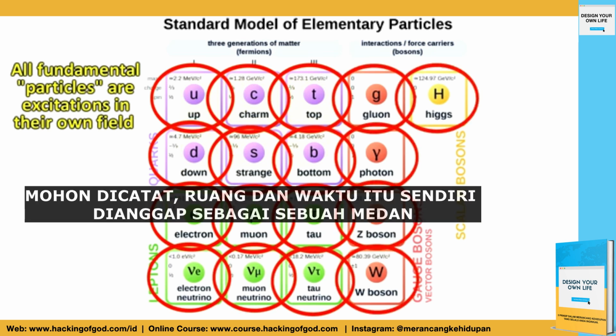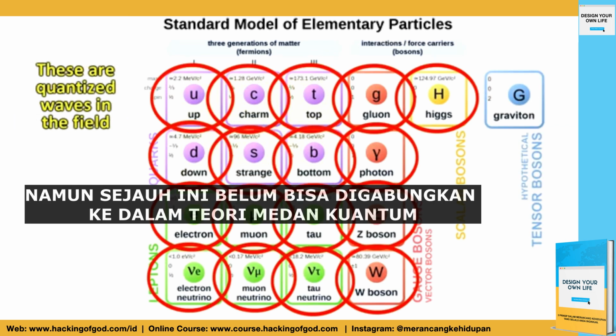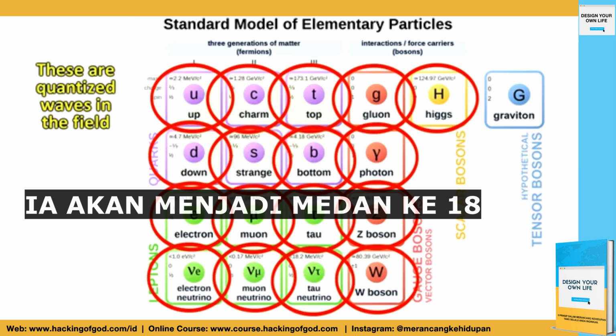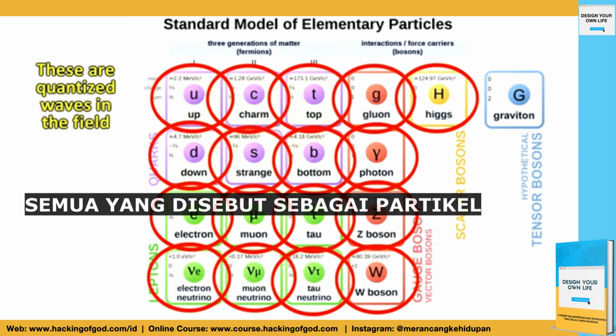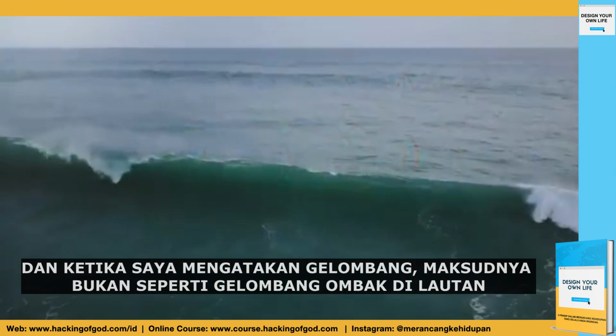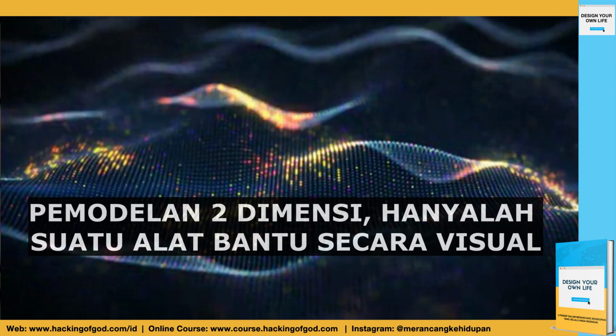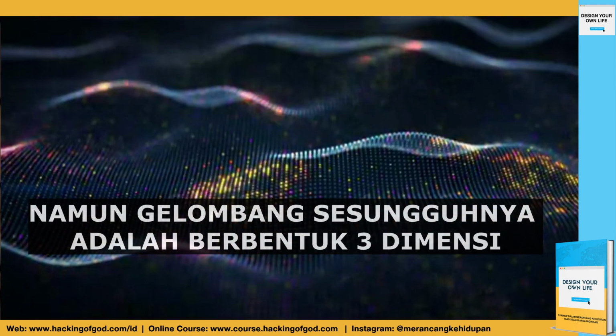Note that space-time itself is thought to be a field, but so far has not been able to be incorporated in quantum field theory. It would be the 18th field. All the so-called particles are really waves. And when I say wave, I don't mean a wave like an ocean wave. The 2D models are just a visual aid, but the waves would actually be three-dimensional.